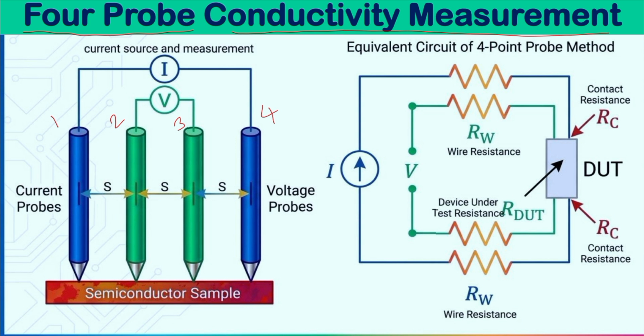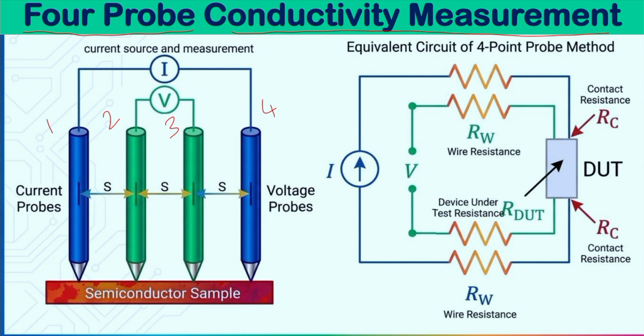We can use this method for conducting samples and semiconducting samples to measure the resistivity or conductivity of the samples. So in this setup, we'll discuss now what will happen. We have probe 1, 2, 3 and 4. So in these we have four probes.